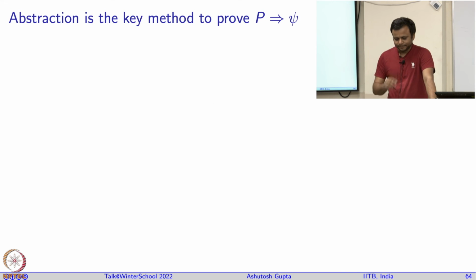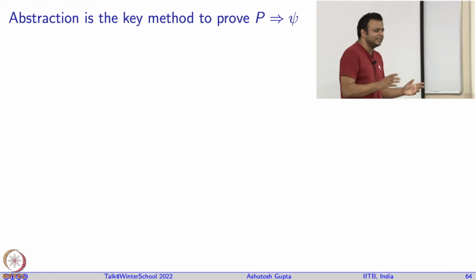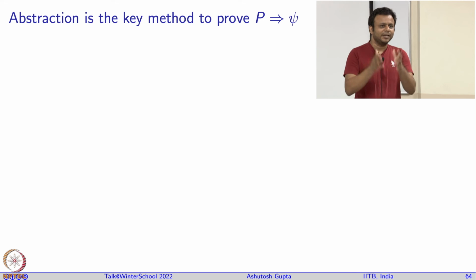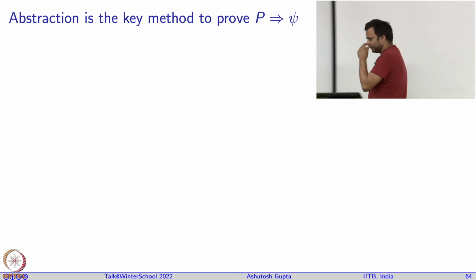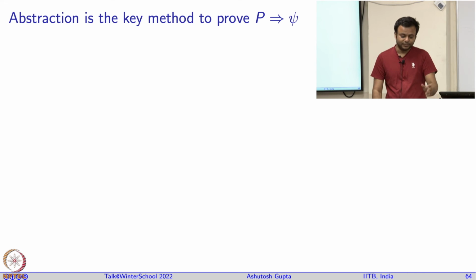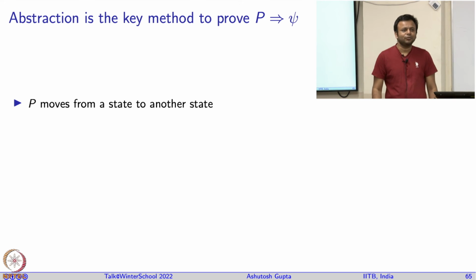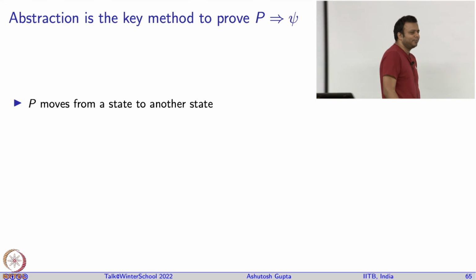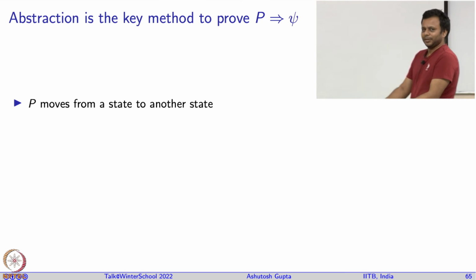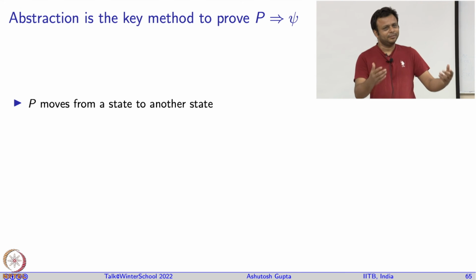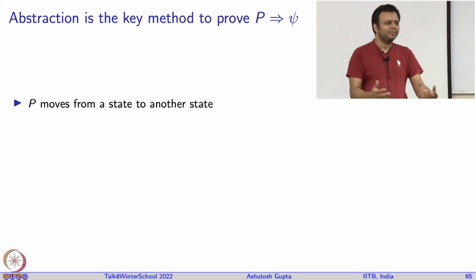So abstraction is the key method to prove that a system P satisfies the property psi. This is a fundamental technique called abstraction. What P does, what a program fundamentally does, is go from one state to another state. It looks at its current variables, looks at its own logic, and says, okay, now this is how I'm going to change my program variables.